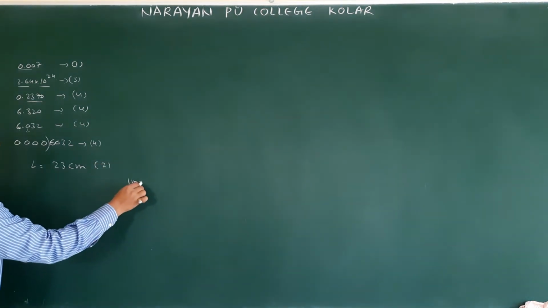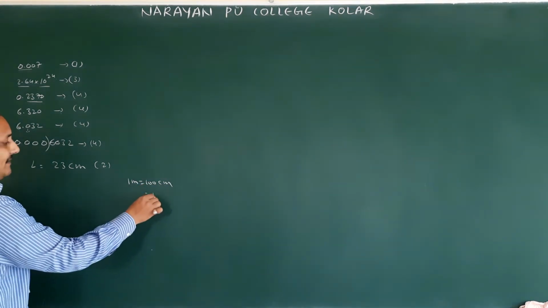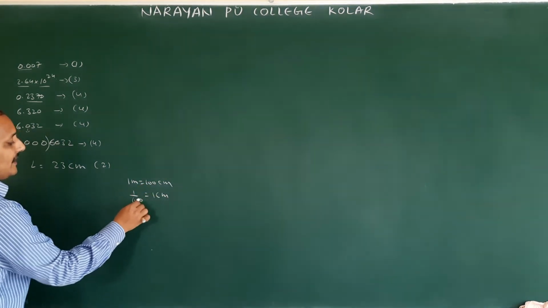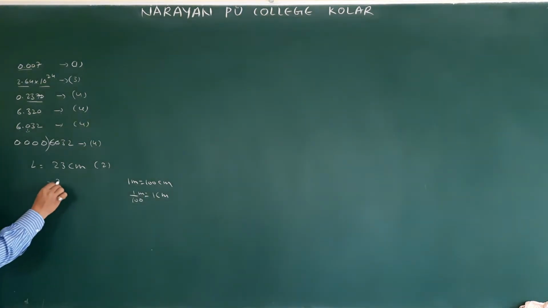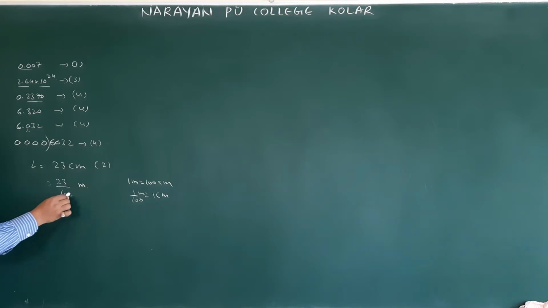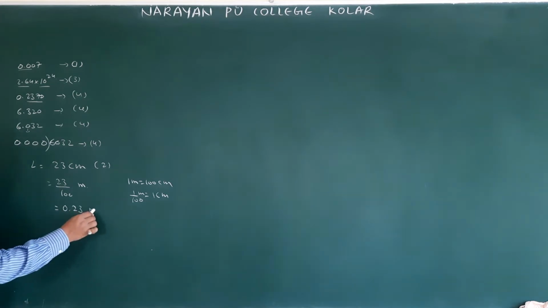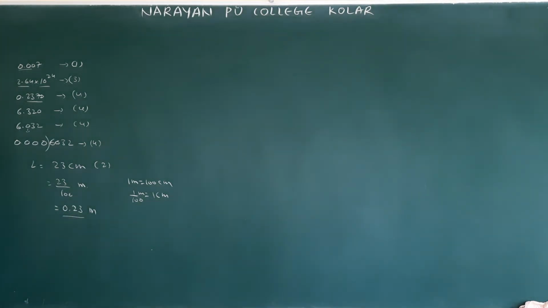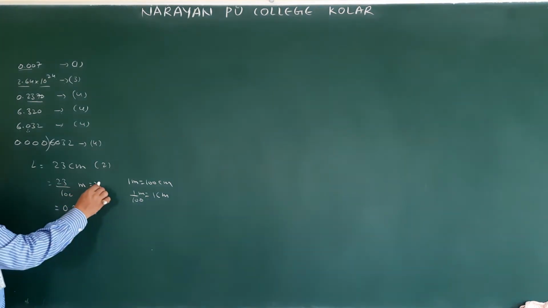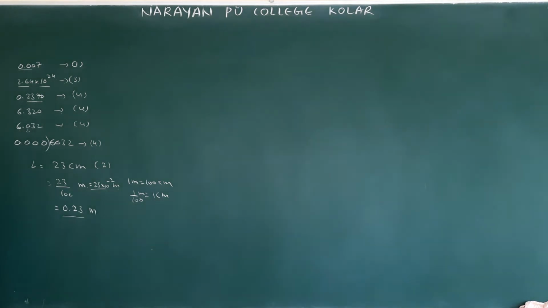1 meter is equal to 100 centimeters. Then 1 centimeter is equal to 1 by 100 meters. Therefore 23 by 100 meters. How do we write 23 by 100? 0.23 meters. In this, how many significant digits are there? Again 2 significant digits. Otherwise we can write this as 23 times 10 power minus 2. In this also 2 significant digits are there.